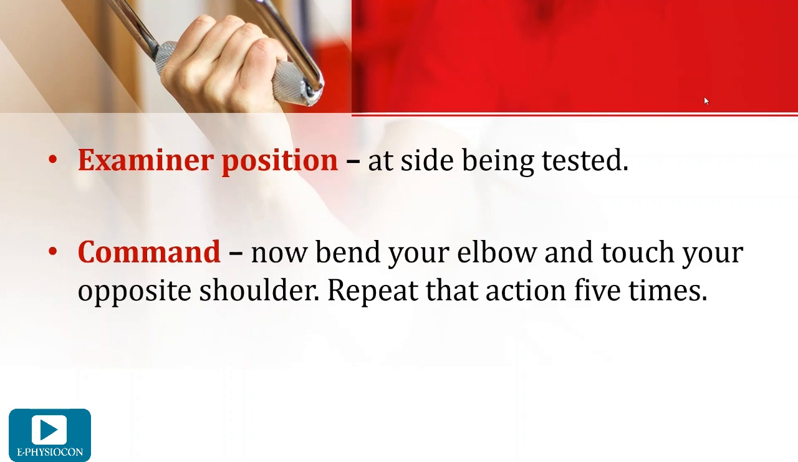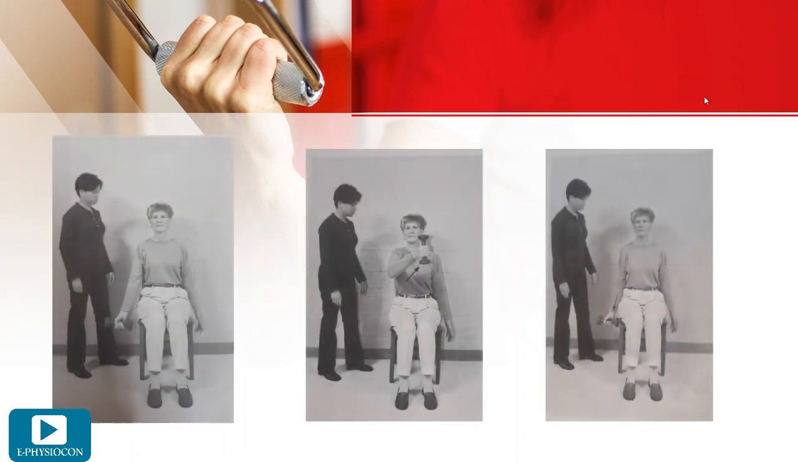Command: what command should we give to the patient? Now bend your elbow and touch your opposite shoulder. Repeat that action 5 times. Let's see in the pictures. Patient comfortably seated, therapist standing near the patient. Elbow extended, dumbbell in the hand. Now give the patient the command to flex the elbow and touch the opposite shoulder, and continue for 5 times.